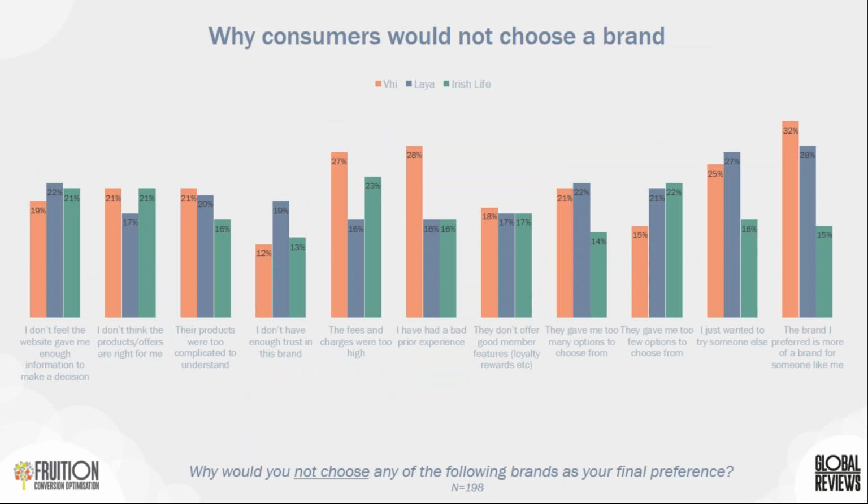So then we look at why they wouldn't choose a brand. So we've got all the reasons for why they would. Now, why wouldn't they choose a brand? And we can see the difference here. For VHI, it's around fees and charges and the prior experience with them. So these are the customers who didn't choose VHI. And then if you look at Laya, the biggest differentiators there are around the brand. So I just wanted to try someone else, and the brand I preferred is more a brand for someone like me. And for Irish Health Life, really it's about fees and charges again and the website experience.